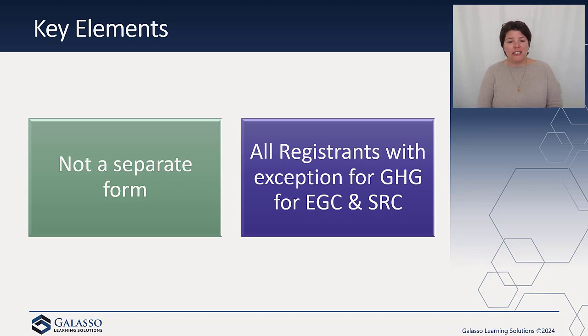And it's pretty much all registrants. They did give one exception for greenhouse gas emissions and attestation for emerging growth companies and small reporting companies, but they are still required to do all the other disclosures. So again, the SEC did not give a lot of exceptions to these requirements.